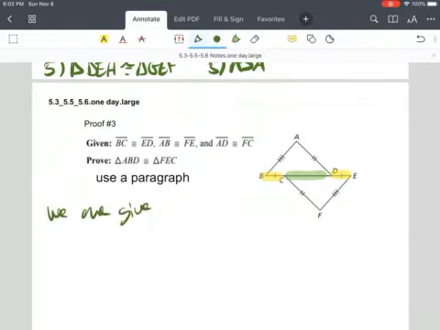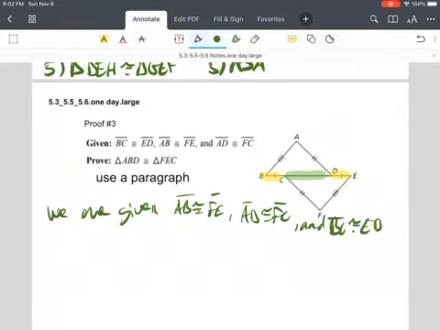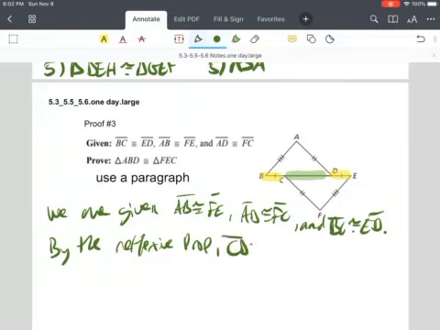Start off with we are given AB is congruent to FE. AD is congruent to FC. I know it does seem tedious, but we do need to state our givens. We need to bring in the reflexive property. So by the reflexive property, CD is going to be congruent to DC. I need to bring in that same segment.